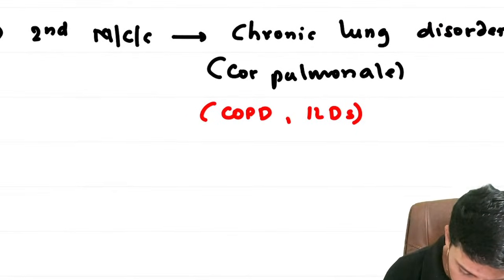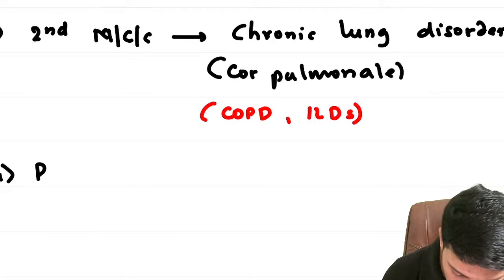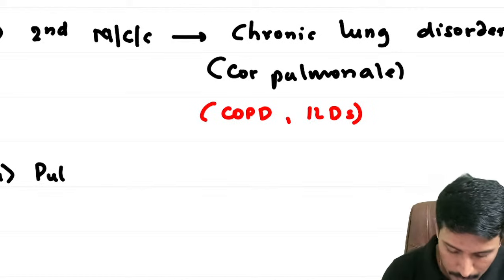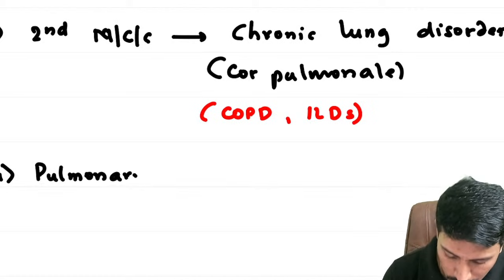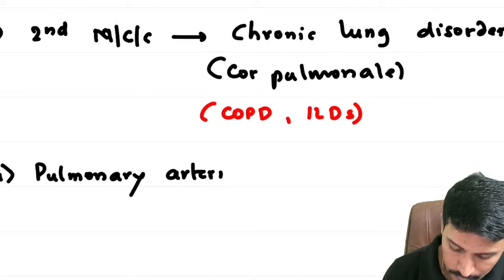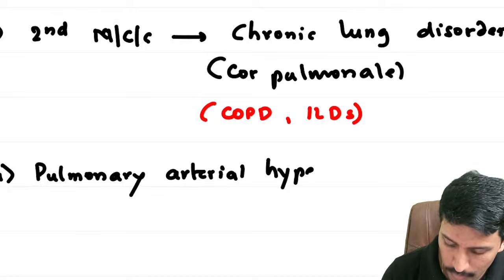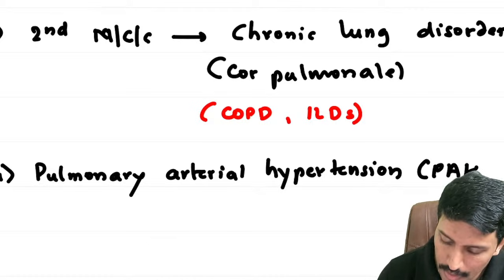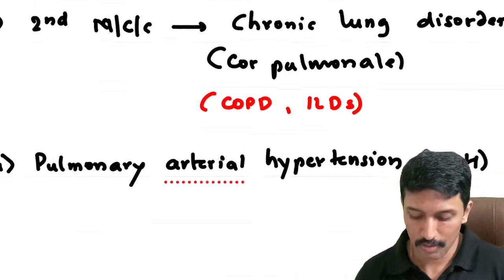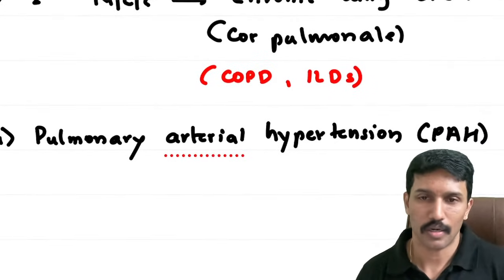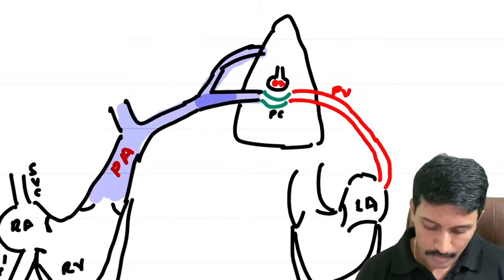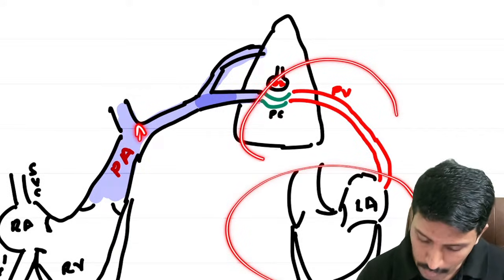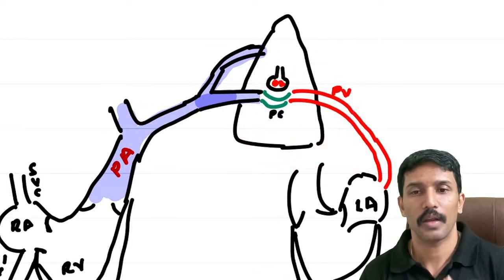And then the third cause for pulmonary hypertension, we will name it a little differently. Pulmonary hypertension means pulmonary artery pressure is high, but here I am going to call it pulmonary arterial hypertension, or PAH. PAH refers to pulmonary hypertension without lung disease and without heart disease. You have high pulmonary artery pressure, but you don't have any problem in the left heart. You don't have any problem in the lungs, but still pulmonary artery pressure is high.